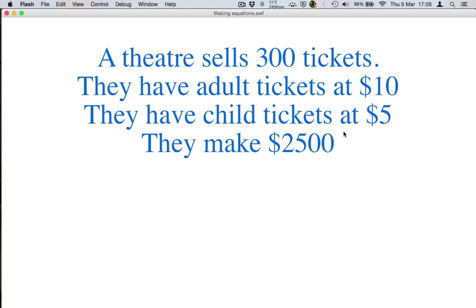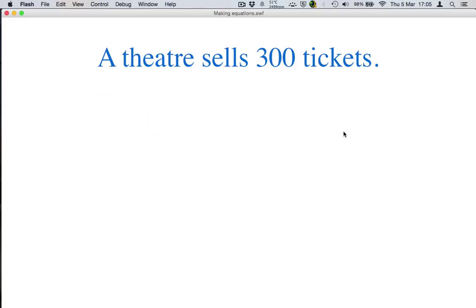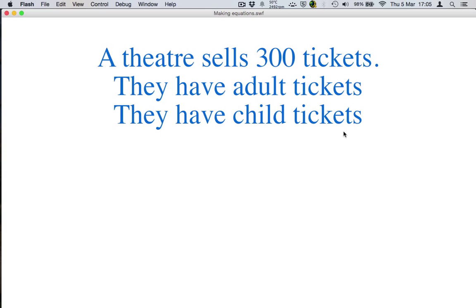A theatre sells 300 tickets. Now, they sell 2 types of tickets. They sell adult tickets and they sell child tickets. Now, how many adult tickets did they sell? And how many child tickets did we sell?